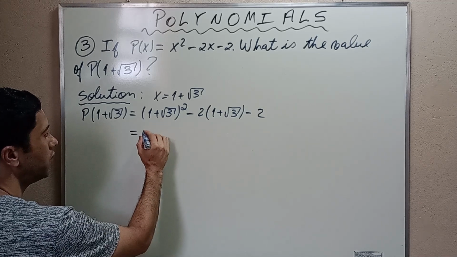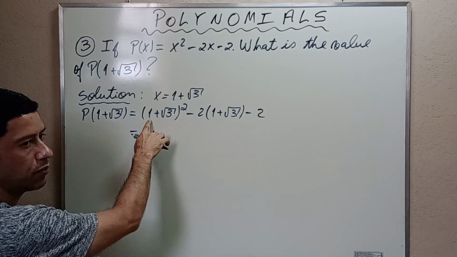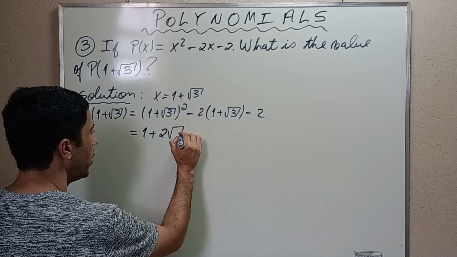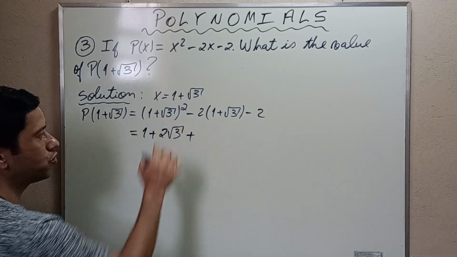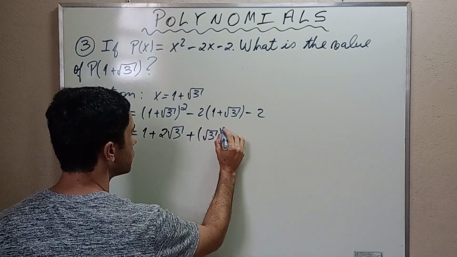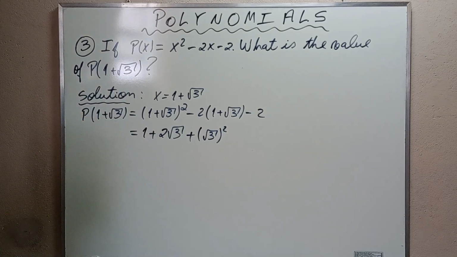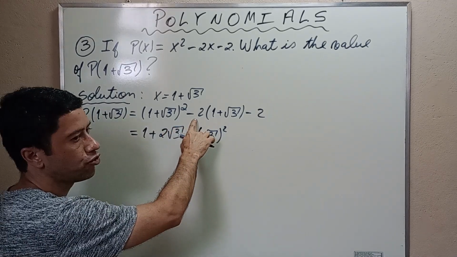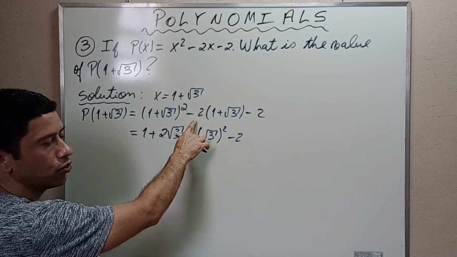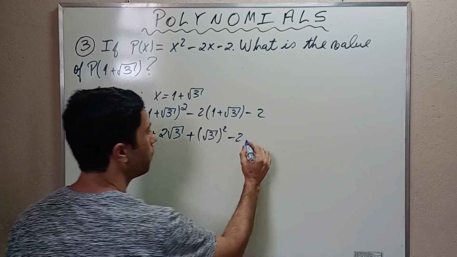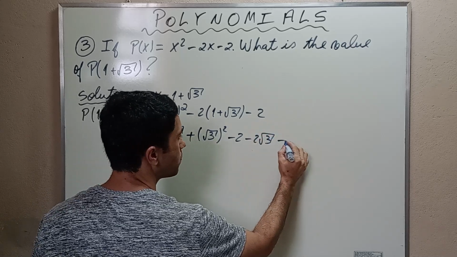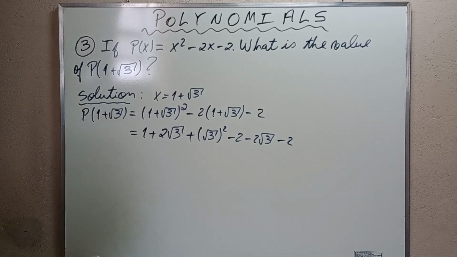1 squared is 1 plus 2 times 1 times the square root of 3 is 2 square root of 3 plus the square root of 3 squared. Okay? Continuing, negative 2 times 1 is negative 2. Negative 2 times the square root of 3 is negative 2 times the square root of 3 minus 2. Okay.